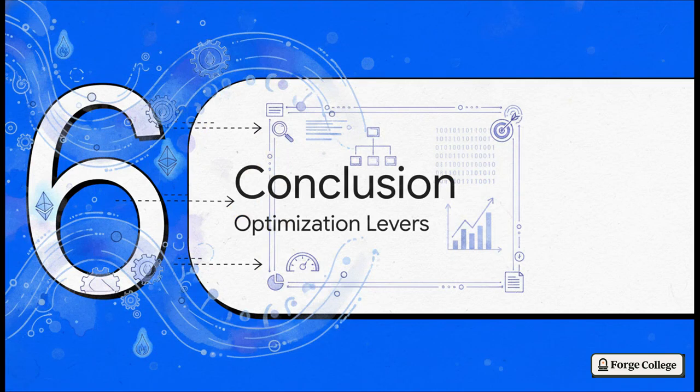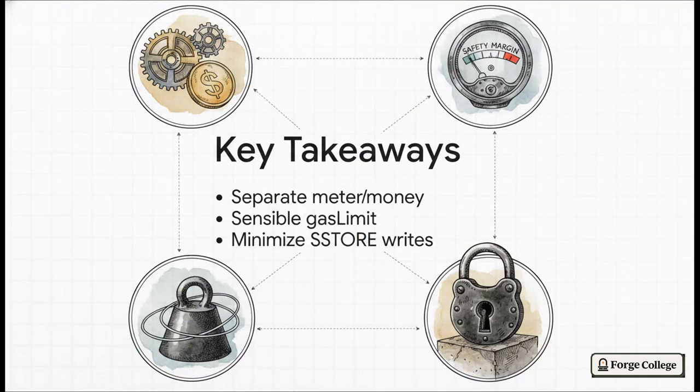Section 6, conclusion and optimization levers, actionable targets. Our goal today was to give you the vocabulary so you can translate those execution traces into actionable, measurable targets. So let's quickly recap the core takeaways. First, always separate the meter, your abstract gas, from the money, your GWEI. They're two totally different planes of existence.